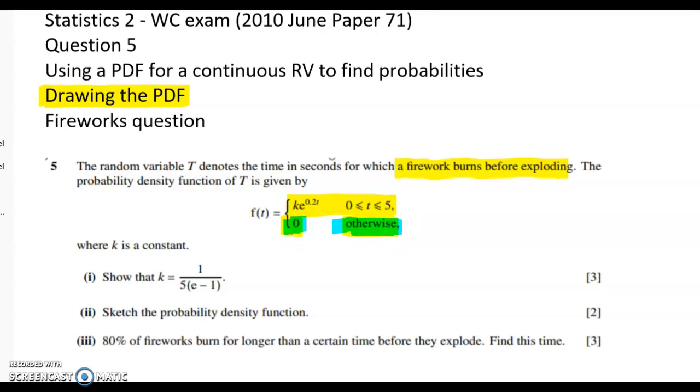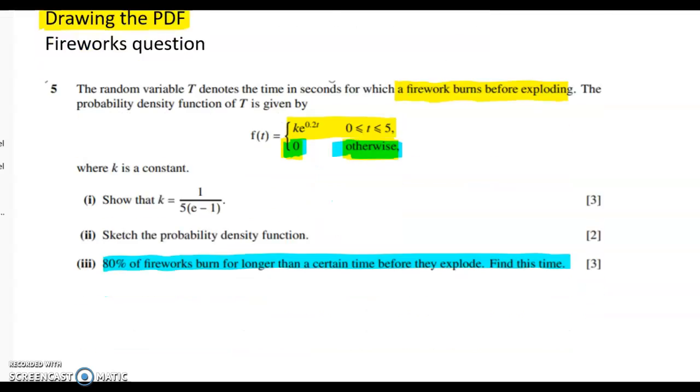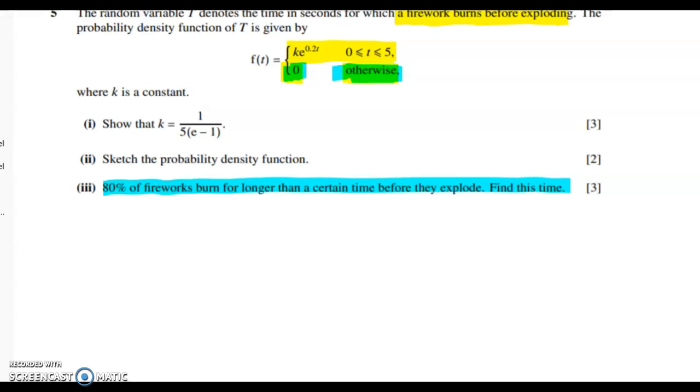The first thing we've got to do is find the value of the constant. Then we have to sketch it. And then we have to solve this problem. And if you've got your graph right, I think it makes this question much easier. So the first thing we know is that because it's a probability density function, the area under the curve has to be 1.